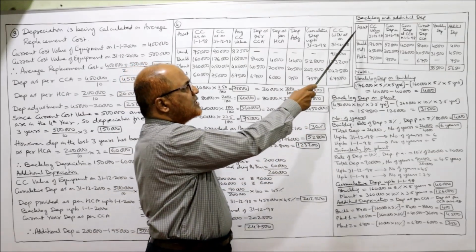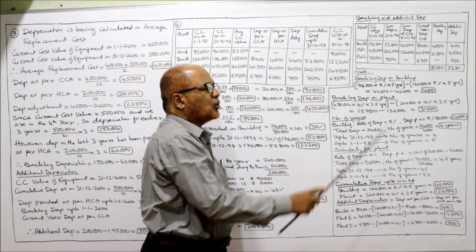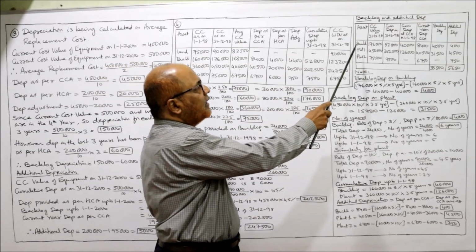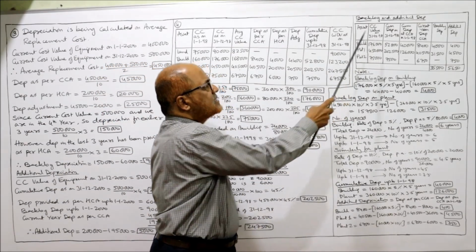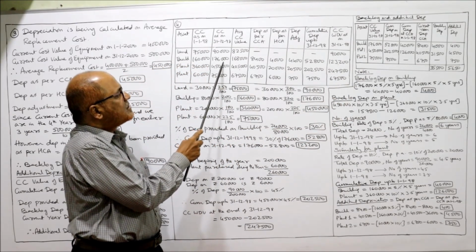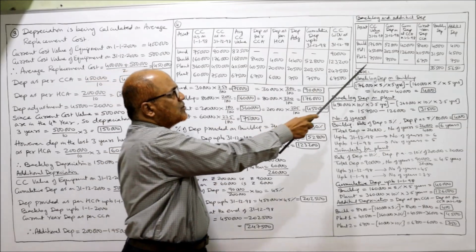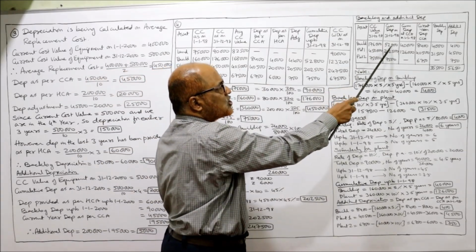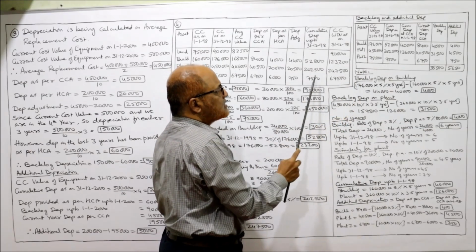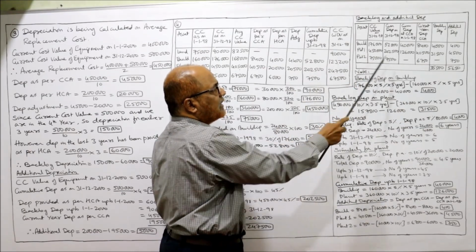Now, backlog and additional depreciation. Backlog and additional depreciation for the assets: building, plant 1, plant 2. I am not taking land because there is no depreciation on land. Building. Current cost value on 31st December 98, here we have already calculated at the end of the year: 1,76,000, 4,50,000, 75,000. Now, cumulative depreciation, already we have calculated: 2,02,500, 7,500. From here, I have taken.